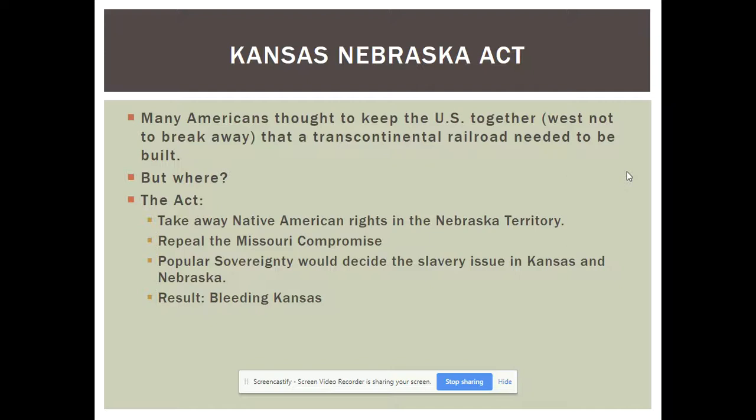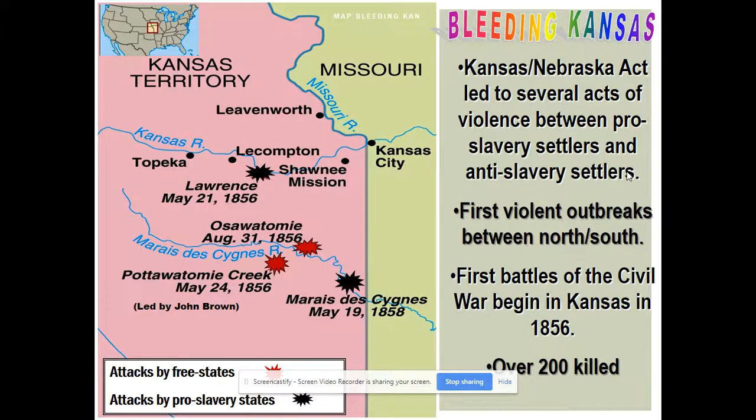Okay, so what we covered so far, you're going to have to know the Compromise of 1850. Got to know it. You have to know the Kansas-Nebraska Act, and you have to know Bleeding Kansas. It's just this conflict that emerges over the issue of slavery in Kansas, where people on both sides are killed, free and slave supporters.